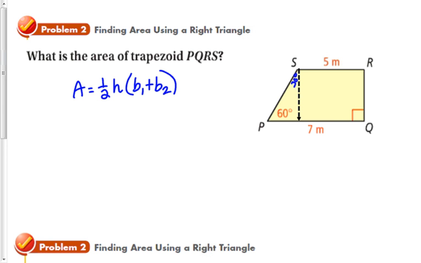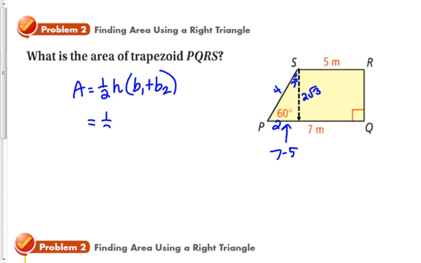And in the 30-60-90 triangle, all three sides are related in a certain way. We can find this side by just doing 7 minus 5, which is 2. Okay, and in a 30-60-90 triangle, the hypotenuse is double that, so that would be 4. And then the longer leg is square root of 3 times the shorter leg, so 2 times the square root of 3, and that's our height. All right, so now we have everything we need.